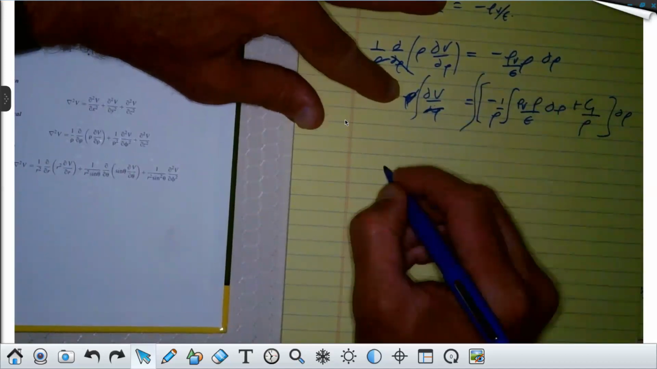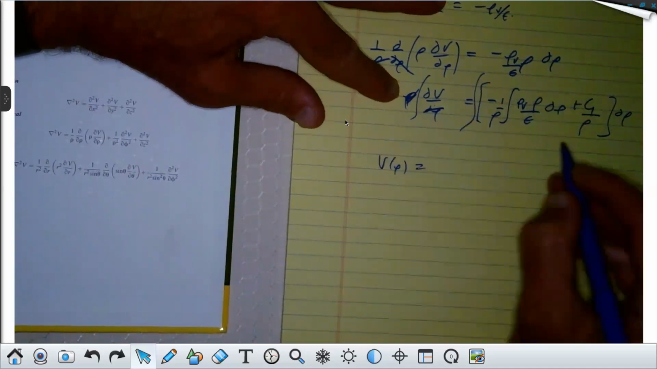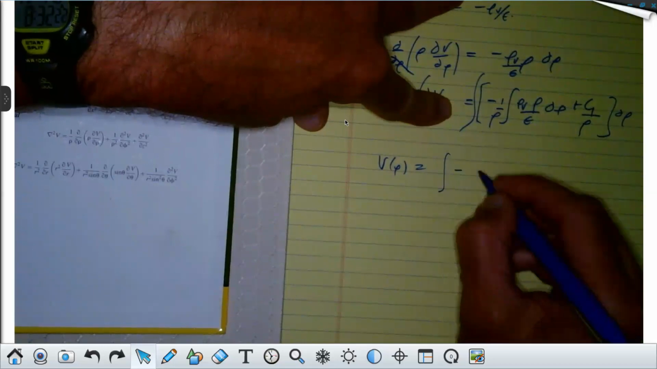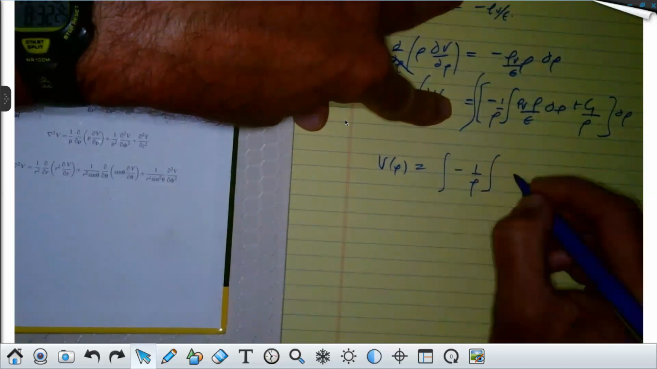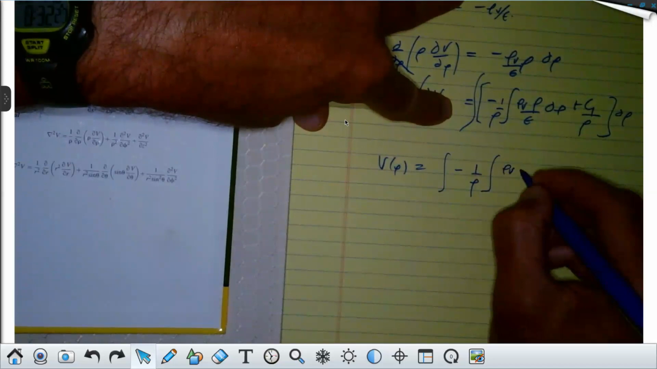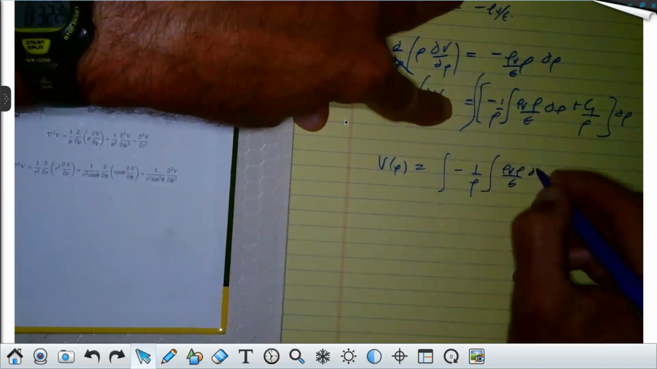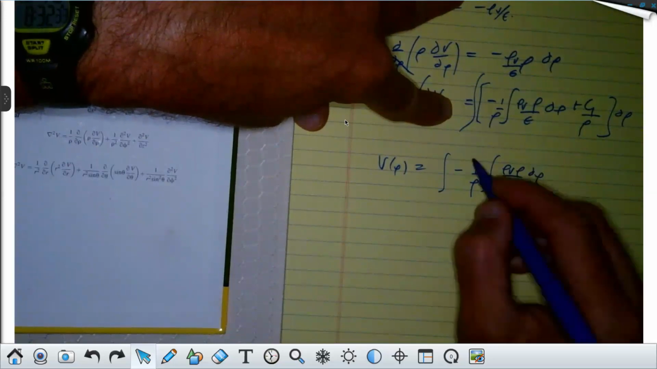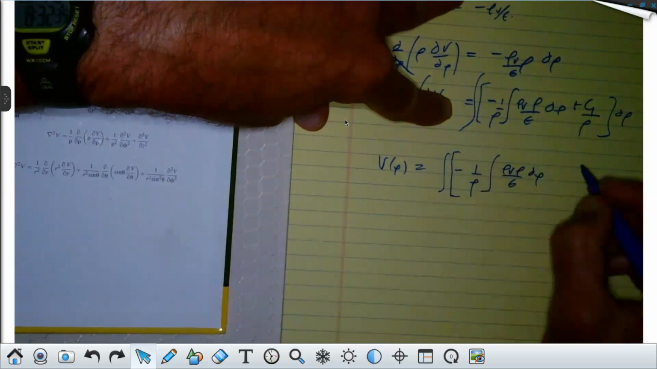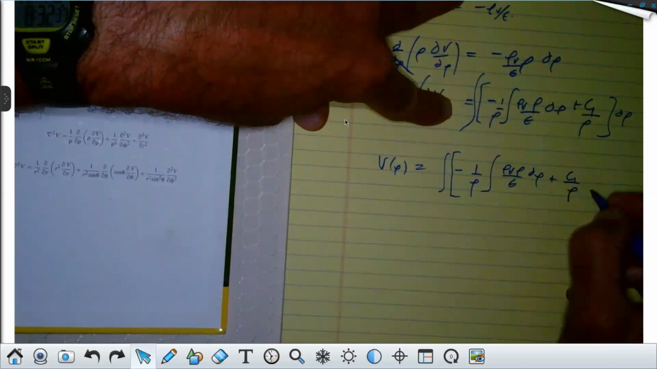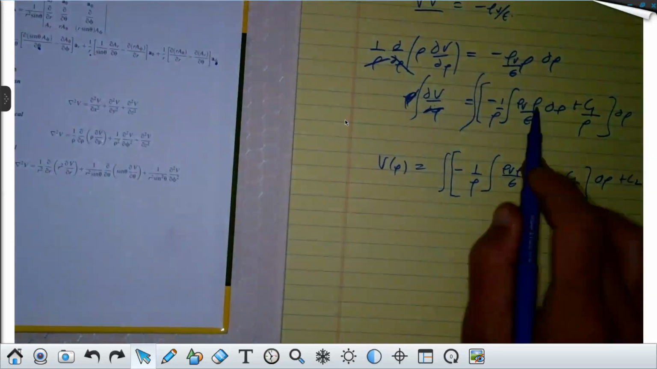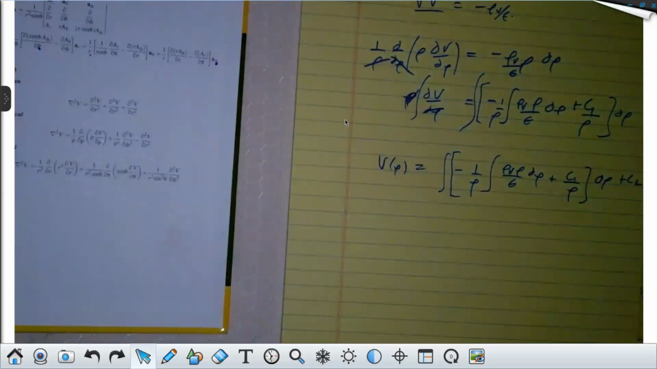So I'd have v as a function of rho would be equal to the integral of minus 1 over rho, the integral of rho v, rho over epsilon d rho, right? That's the first one. And then right in here, I also have to put plus c1 over rho. And then I get my second integration, and finally C2. That's the way it's going to be. And here, rho v is any function. It could be a function of rho. That's what you have to do.